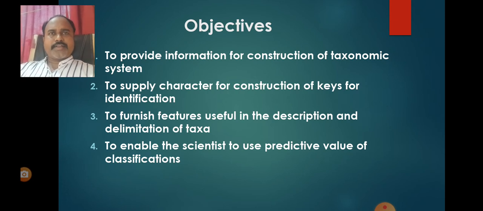The fourth objective is to enable the scientist to use the predictive value of a classification. So the main objective is to train the students or scientists to predict the evolutionary thinking about the plant group by its characters.